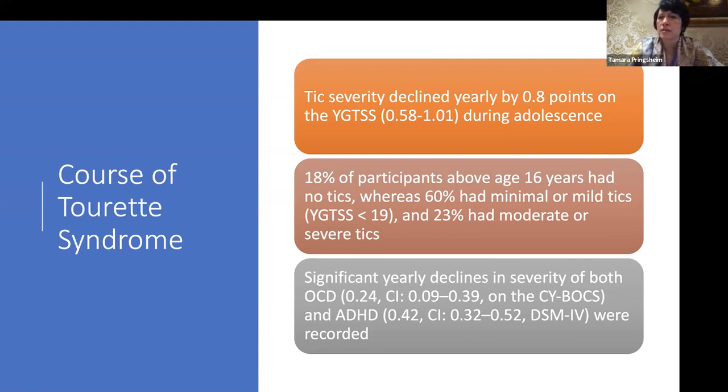18% of patients over the age of 16 had no tics, whereas 60% had minimal or mild tics, and that left 23% with moderate or severe tics. And they also observed significant yearly declines in the severity of OCD symptoms or ADHD symptoms.